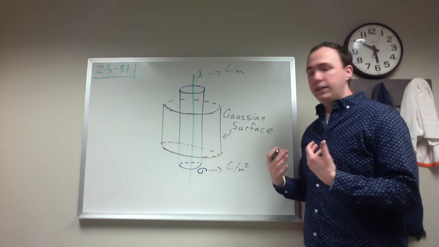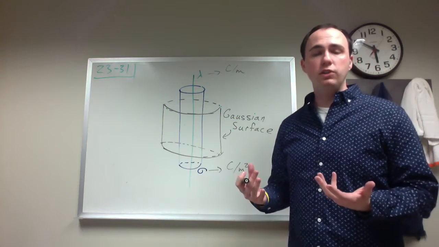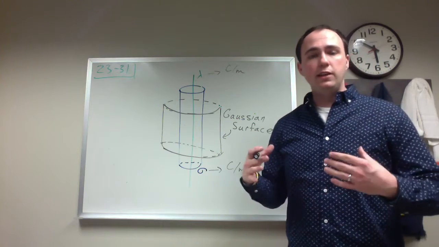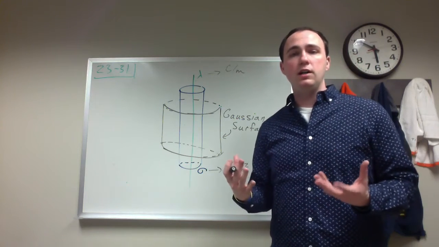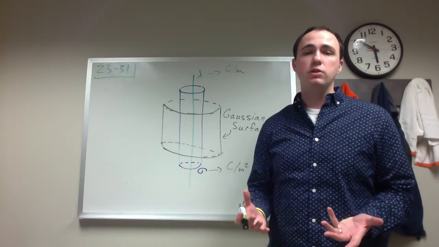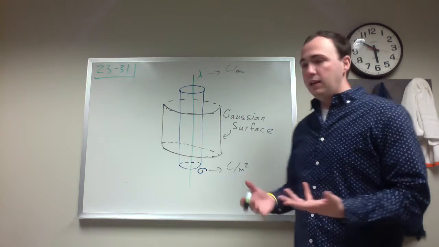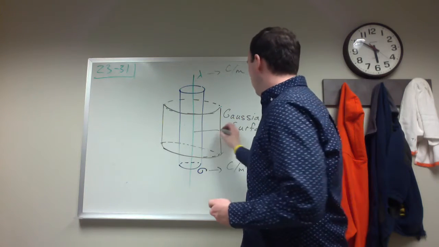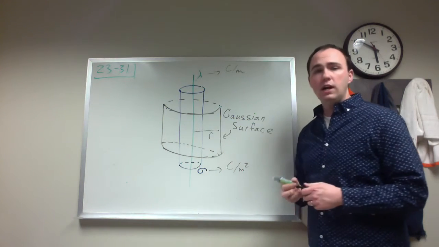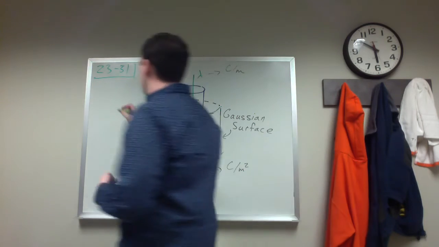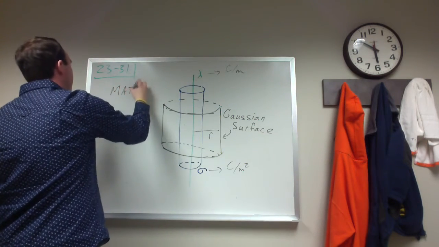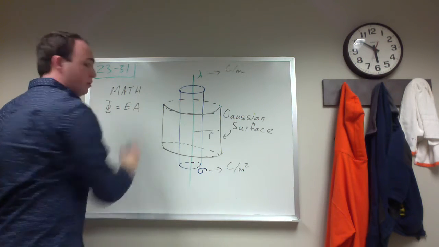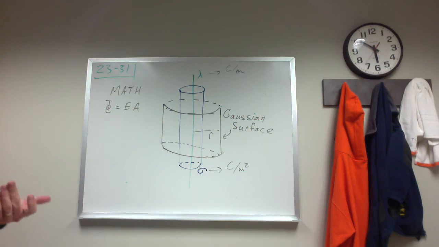If you're thinking about finding the electric field using Gauss's law, you can't start with the equation that we derived in class for a cylinder with a volume charge density. So I would say what you should do is start from scratch. For the math part, this is always the same: you always end up with the flux being the electric field times the surface area of your Gaussian surface. So that's nothing new.